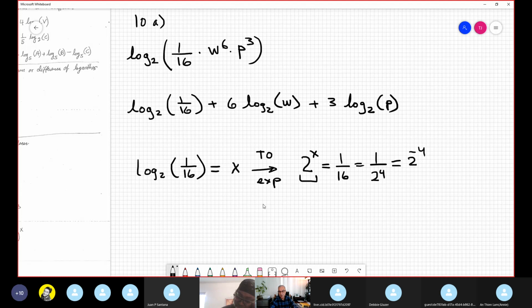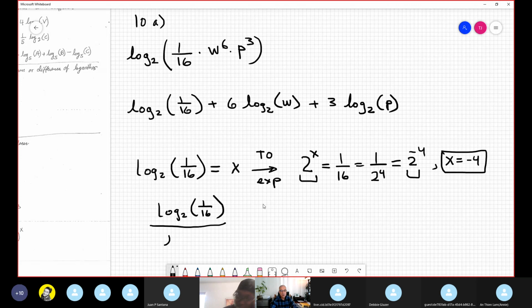In this case, we have 2 exponentials. The base is the same. The conclusion is X is negative 4. Okay, it's one possibility. Another possibility, suppose that I never understand this idea. Okay, no problem. You convert using the change of base formula. You put in the calculator logarithm of 1/16 divided by logarithm of 2.